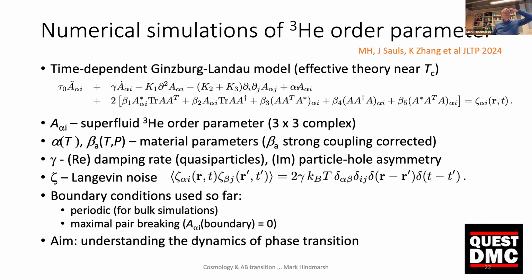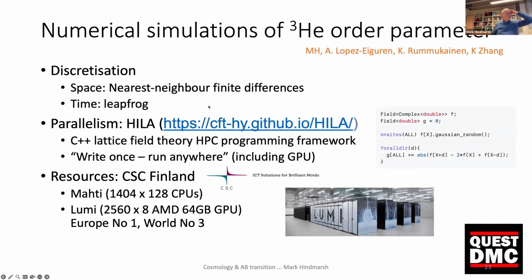There's an effective mass parameter which goes negative at the normal superfluid transition, and there are some quartic coupling terms. These are all collectively known as material parameters. And there are some boundary conditions which, unlike in a cosmological simulation, you of course have to put into a simulation. So we've been trying to understand the dynamics of the phase transition and making some preliminary simulations with a code which is built on a C++ lattice field theory framework called HiLa, developed by Harry and his collaborators. And we four have been working intensively in the Quest DMC collaboration to use the fact that Finland has got lots of nice supercomputers to simulate the system, because we have an 18 component system. We want to simulate it in a large enough grid to be realistic.